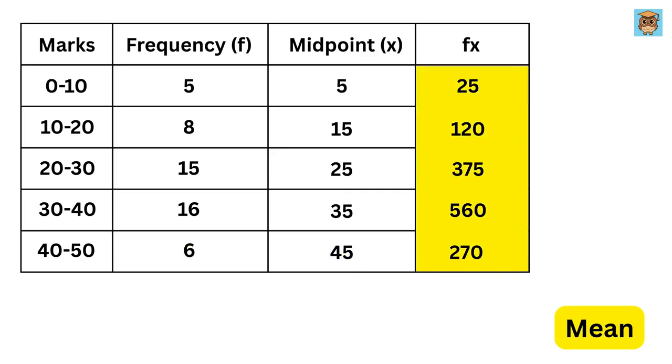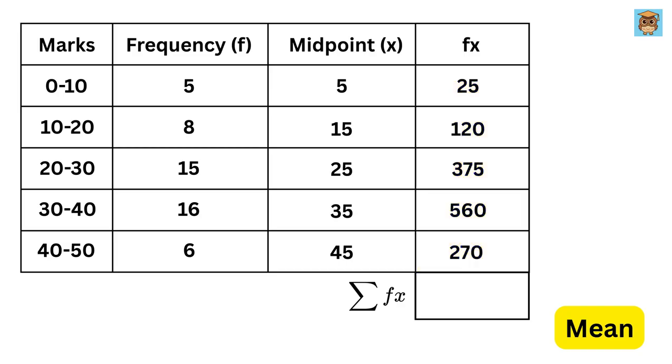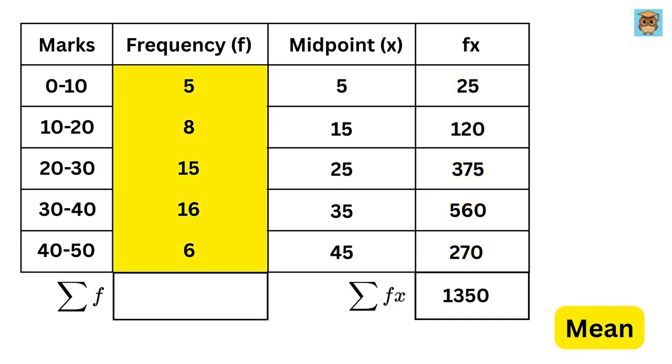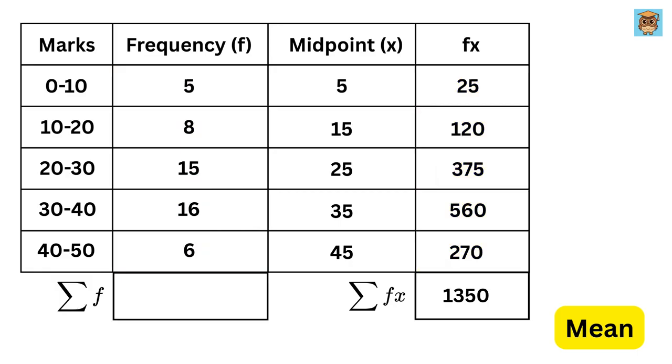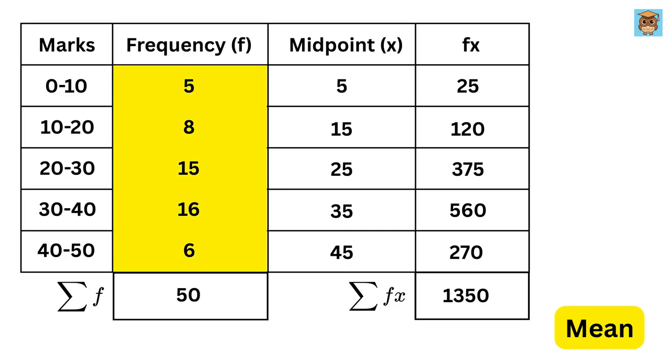Now we add up all these products to obtain the total sum of F times X for each class interval. So, we calculate 25 plus 120 plus 375 plus 560 plus 270, which gives a total of 1,350. This gives the total marks of the entire 50 students who gave the math test. Next, we add up all the frequencies, the number of students in each interval, to determine the total number of students. We calculate 5 plus 8 plus 15 plus 16 plus 6, which gives a total of 50 students.